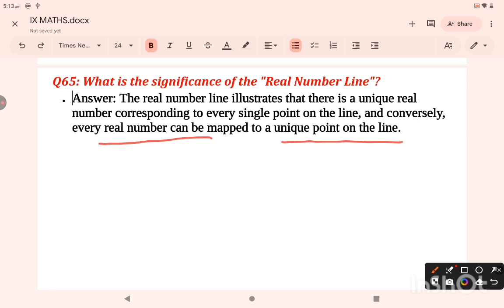So, represent every real number by a unique point. Represent a unique number by a unique point. Okay. Compare numbers easily. Measure distance. Understand ordering of numbers. Right.